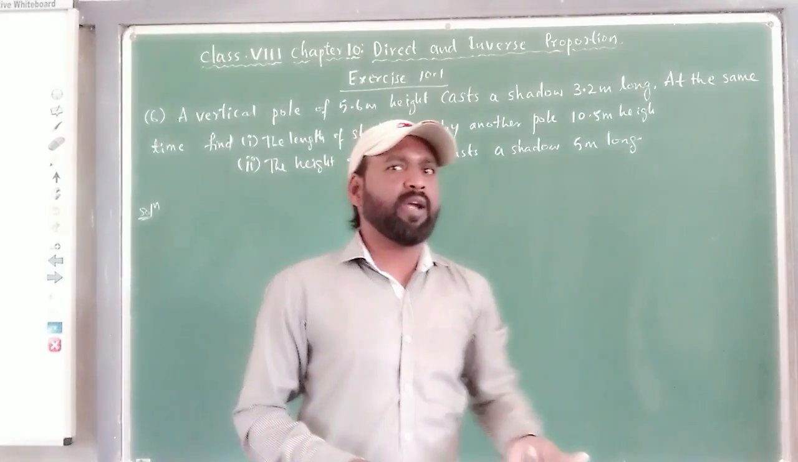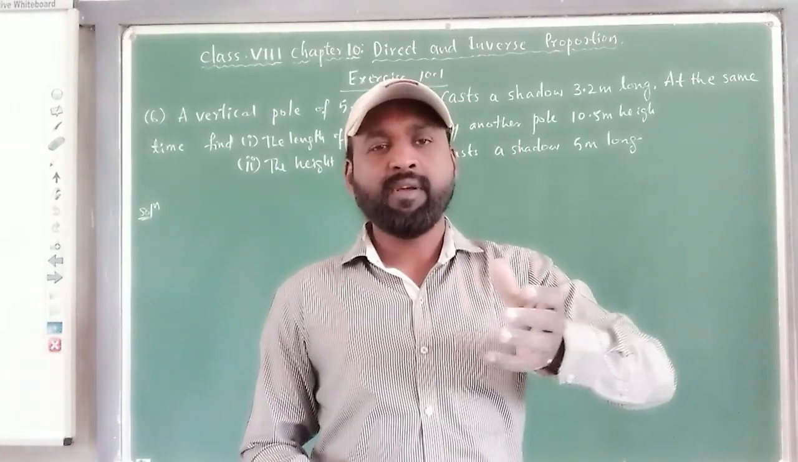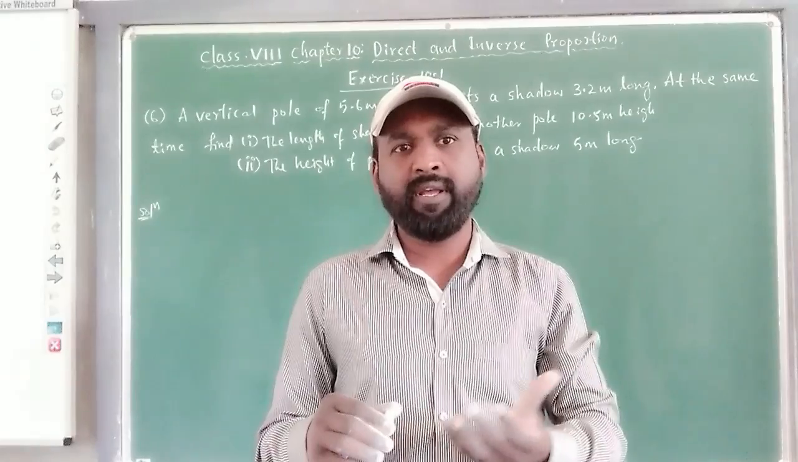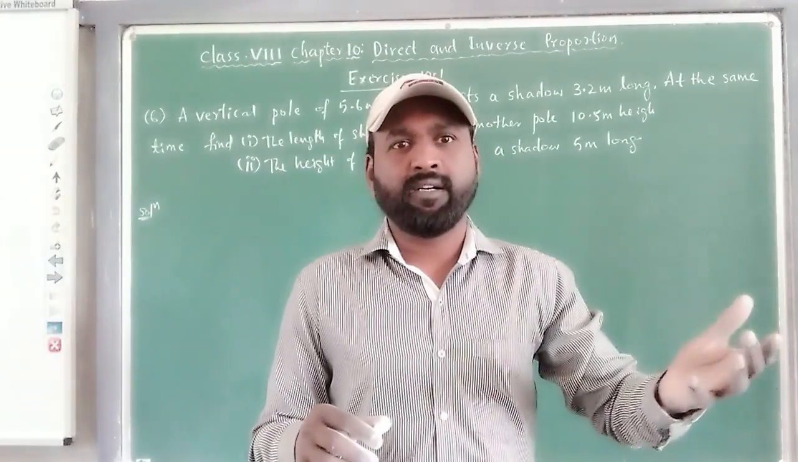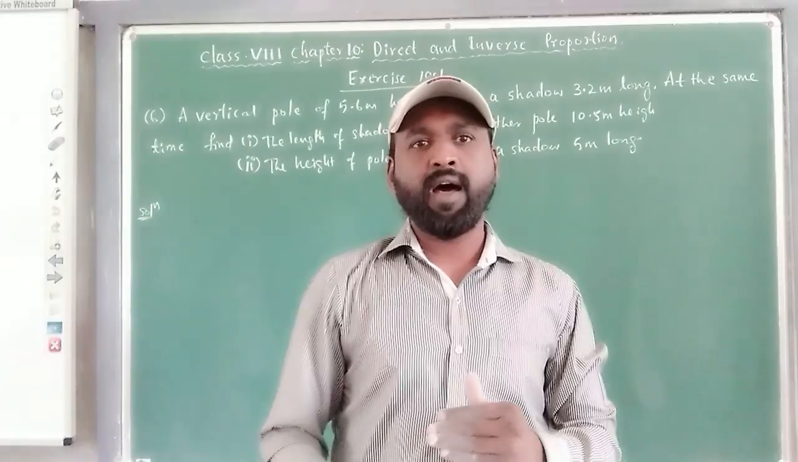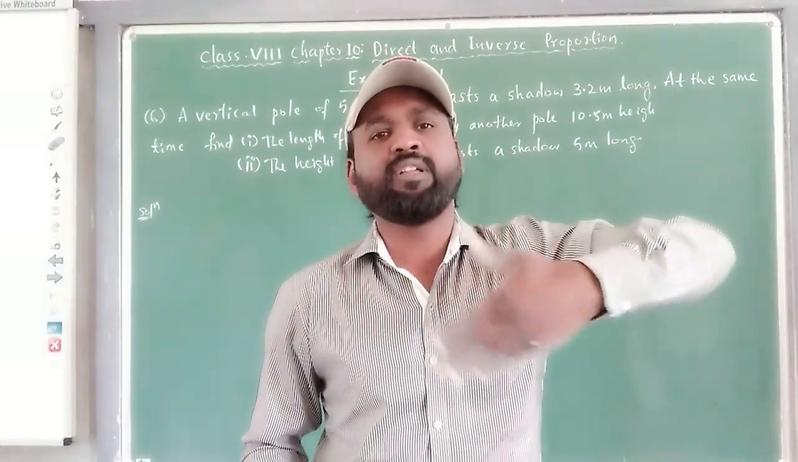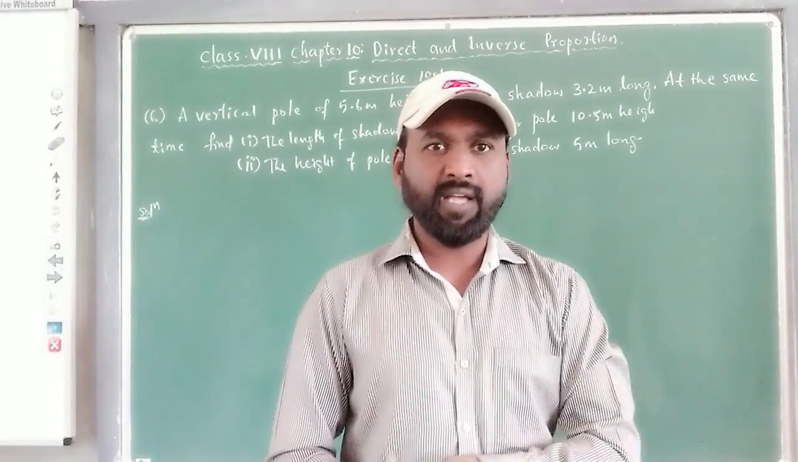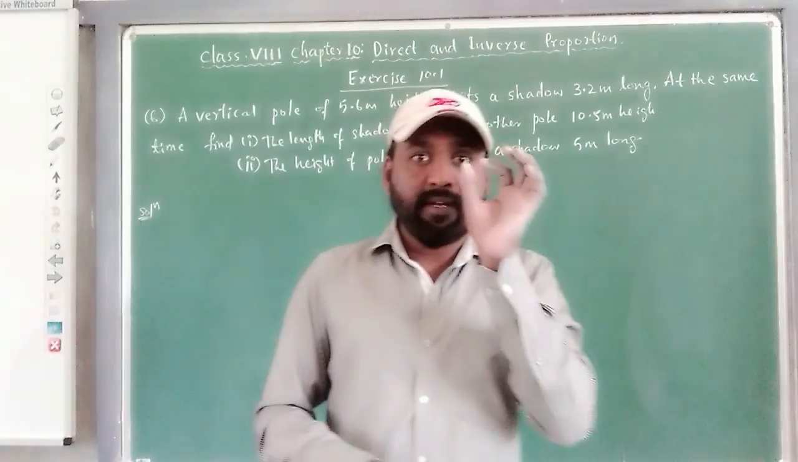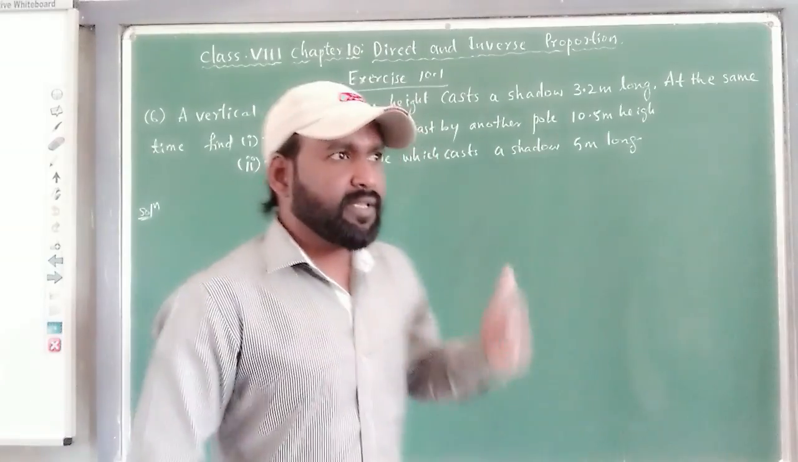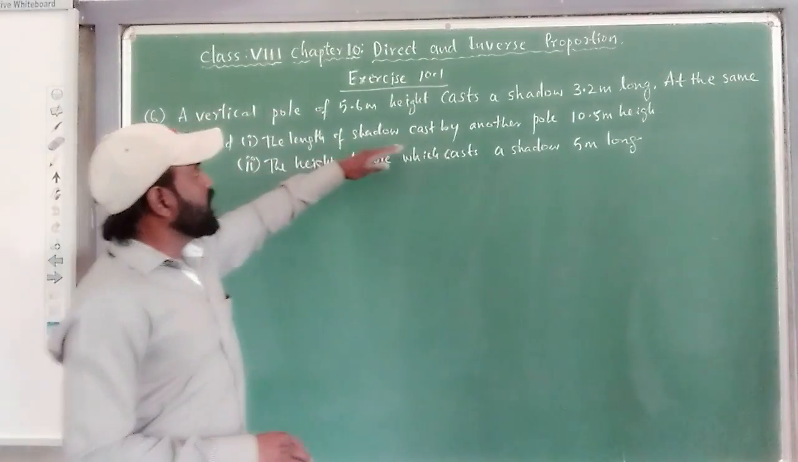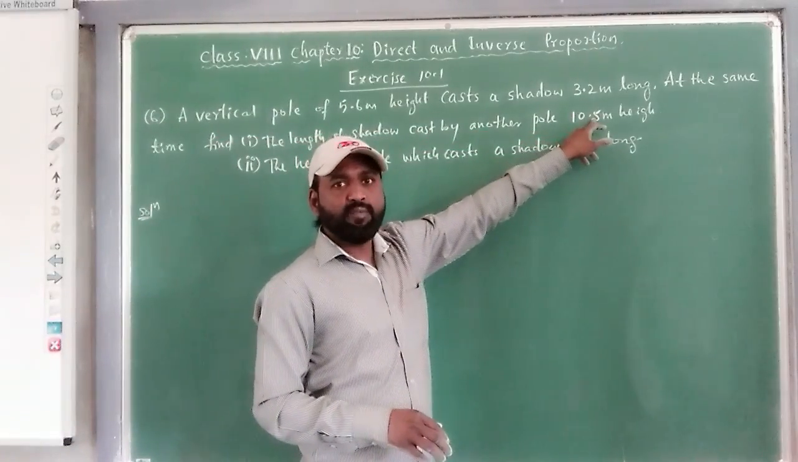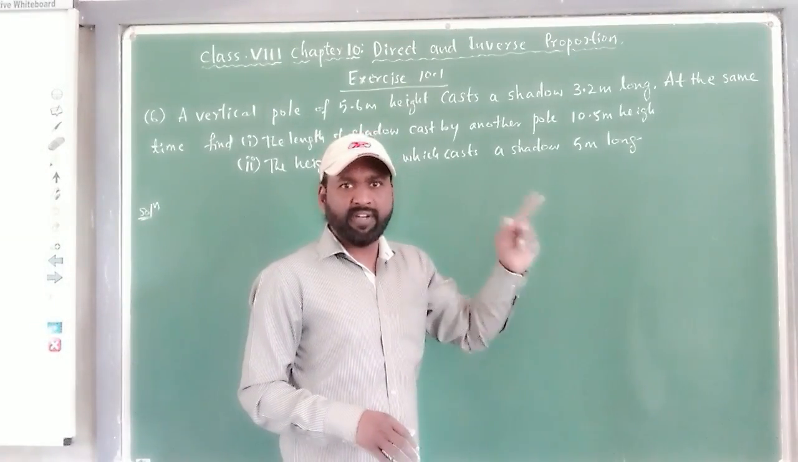See, in the morning time, afternoon time and evening time, the shadow of an object will be different in length. Why? Because it depends upon the angle of the sun rays, how they fall on the object. Based on that, the length of the shadow is cast on the ground. So, at the same time, if the height of the pole is 10.5 meters, then what is the length of the shadow?